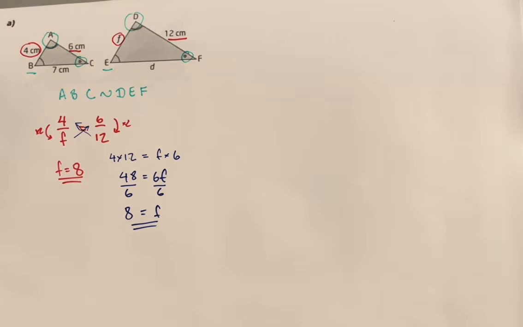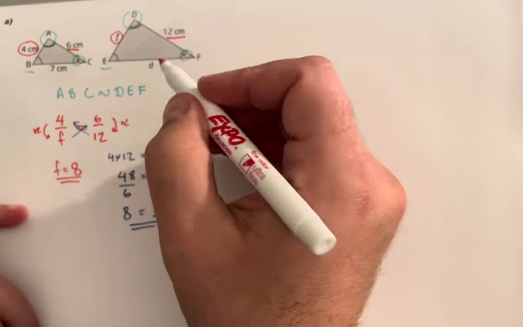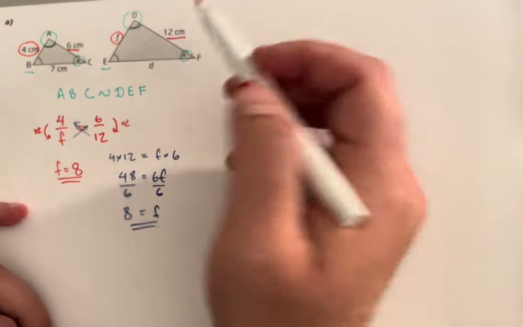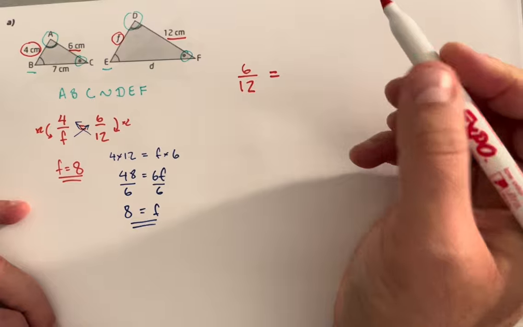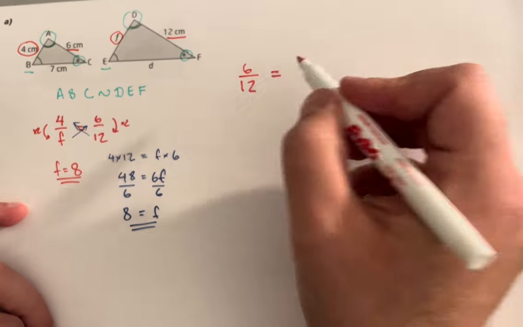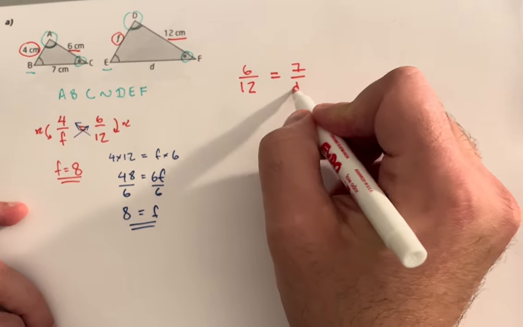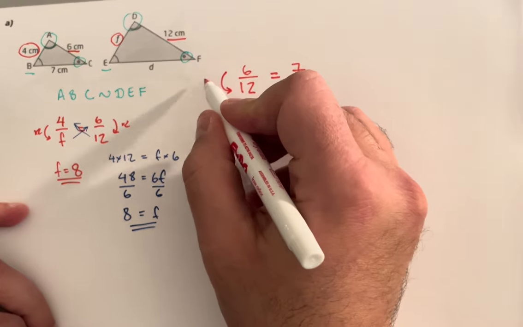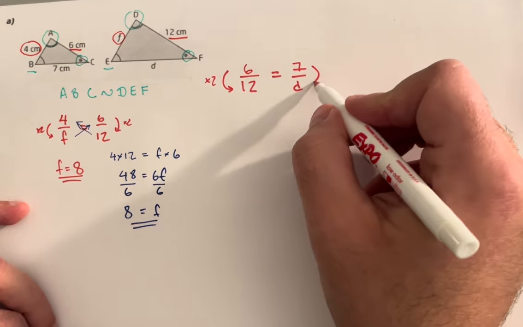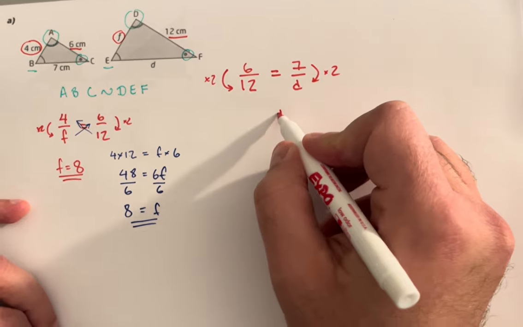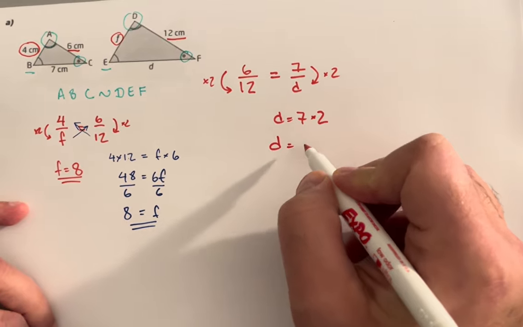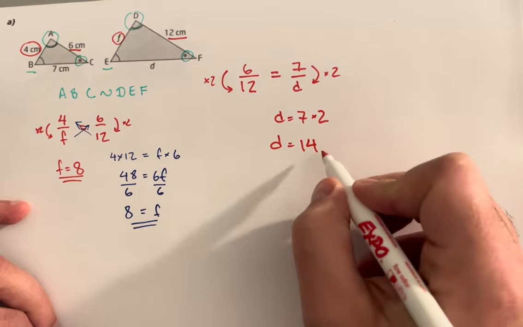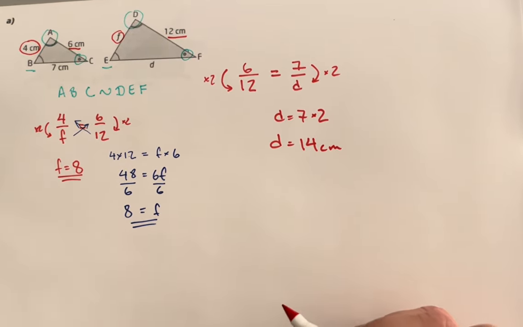Now we have to figure out what D is. And so let's go ahead and set up the same ratio. So 6 to 12, that's the ratio that we know is the same as 7 to D. Right? And so I know that 6 times 2 is 12. So 7 times 2 is the length of D. Okay?